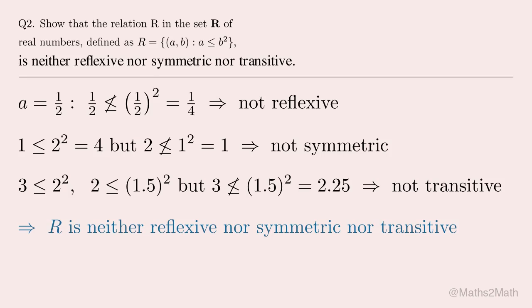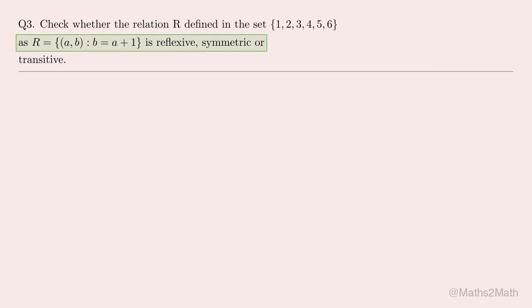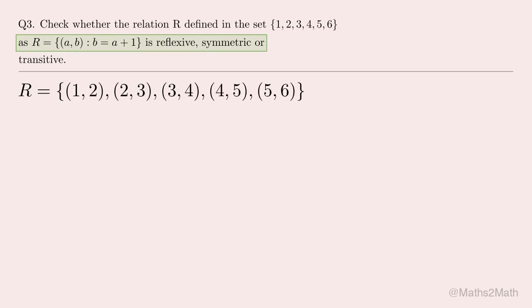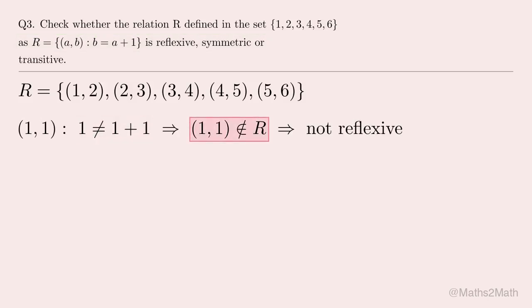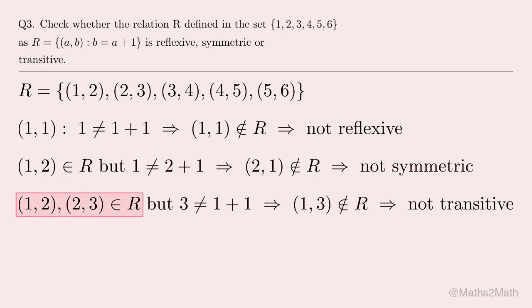Question 3. On the set 1 to 6, the relation relates a to b when b equals a plus 1. We must check whether it is reflexive, symmetric, or transitive. The relation is each number paired with the next one. 1 with 1 would need 1 equals 2, false, not reflexive. 1 relates to 2, but 2 relating back to 1 would need 1 equals 3, not symmetric. 1 relates to 2 and 2 relates to 3, but 1 relating to 3 would need 3 equals 2, not transitive.